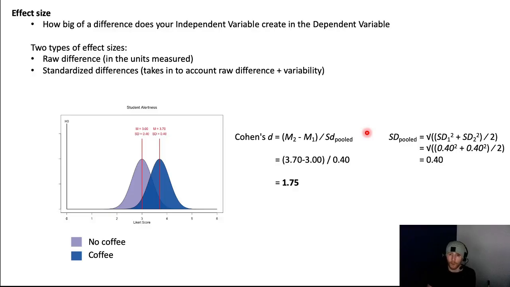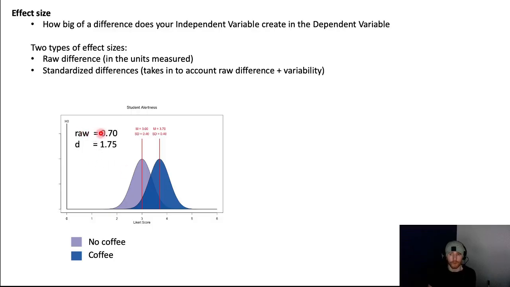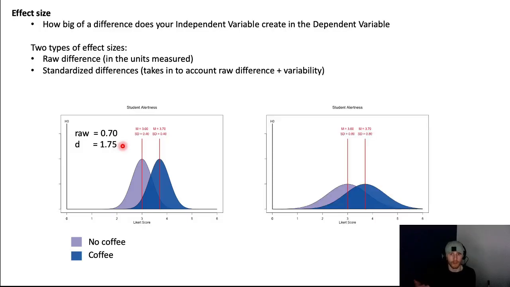Now, anything more than 0.8 is considered really big. The reason why this is so big is because, as we can see, if you took somebody from the coffee condition, you can be pretty certain they score higher than half of the participants in the no coffee condition. So that's the difference here. There's a raw score of 0.7 and a standardized score of 1.75, and that 1.75 is much bigger than 0.8. So we consider that a really large effect. You can think of it as reliable.